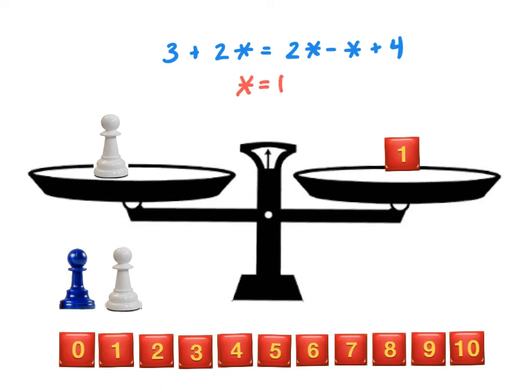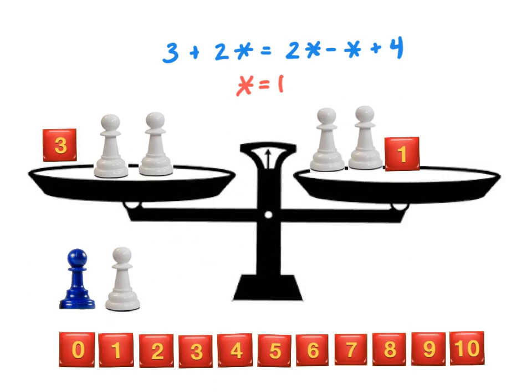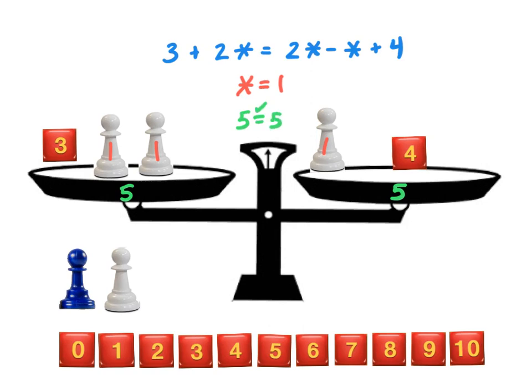To check, set up the original equation. 3 plus 2 stars equals 2 stars minus 1 star plus 4. And substitute the value that we think the star is equal to, which is 1. And then evaluate both sides. On the left-hand side, we have 3 plus 1 plus 1, 5. And the right-hand side, 1 plus 4, 5. So our check, 5 equals 5, proves that star does equal 1.